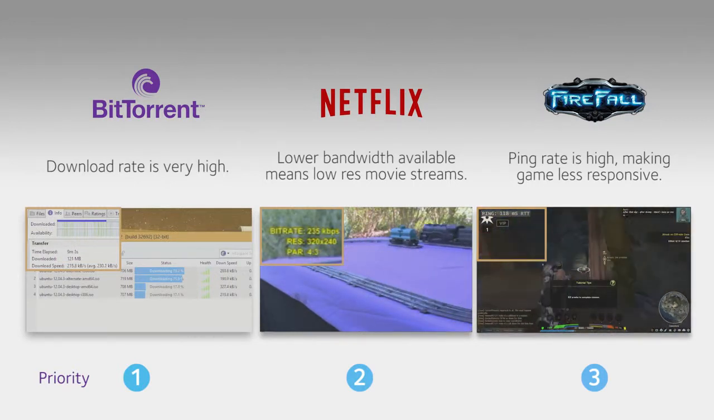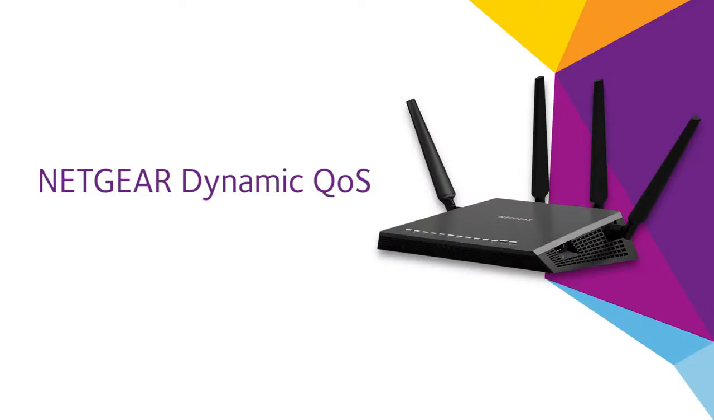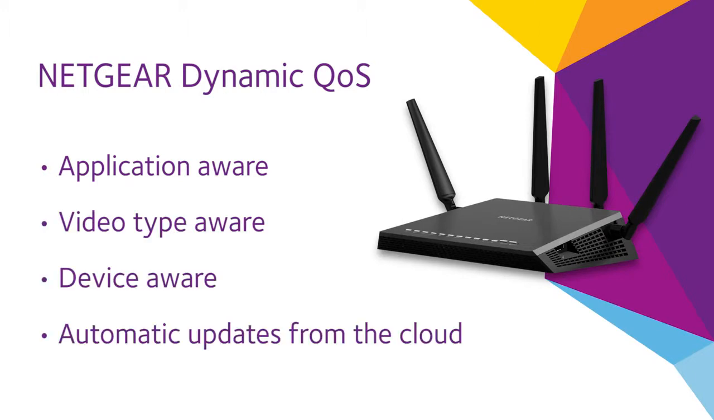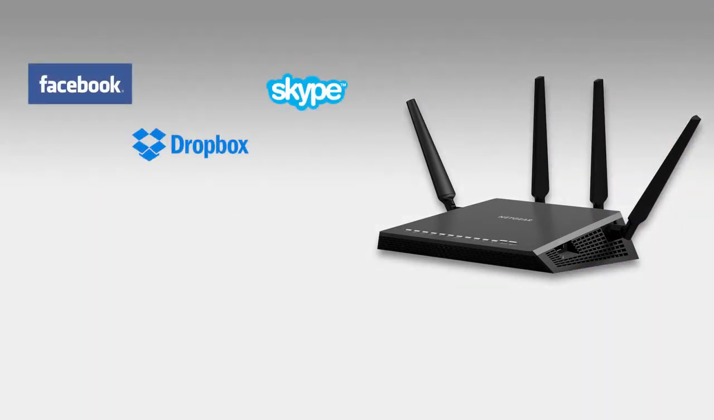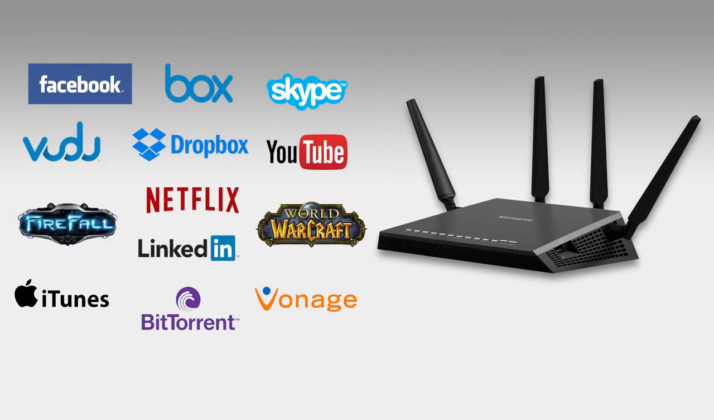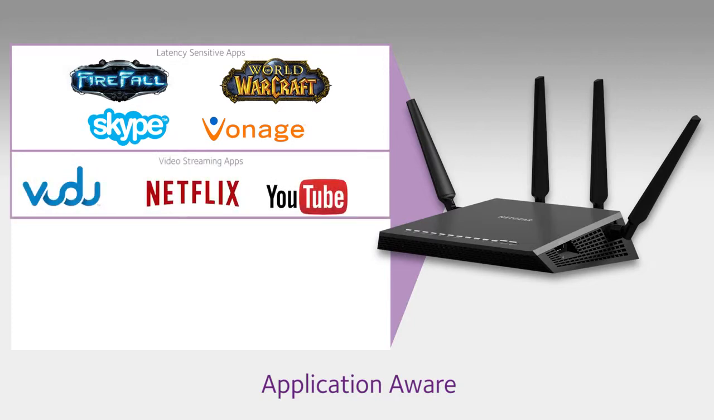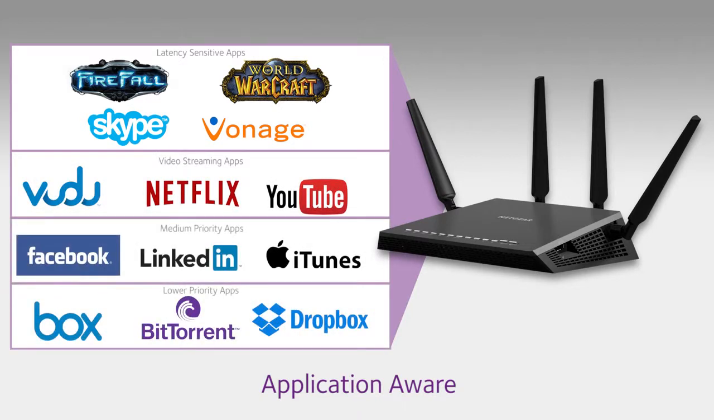To meet the internet access demands of homes today, NETGEAR developed Dynamic QoS. There are 4 capabilities of NETGEAR Dynamic QoS that differentiate it from other quality of service methods. First, NETGEAR Dynamic QoS recognizes applications and allocates the bandwidth required by each. The router intelligently manages bandwidth, so latency-sensitive apps always go first. Video streaming gets the largest possible bandwidth, and lower priority apps never get choked off.